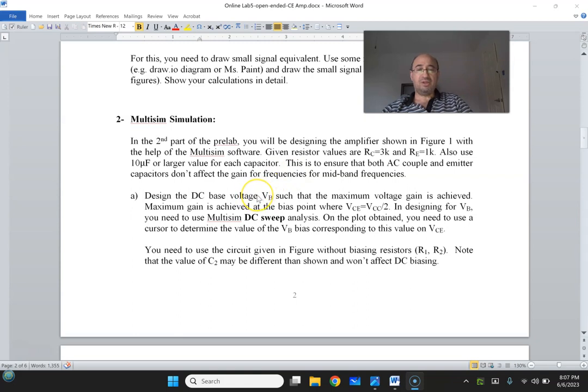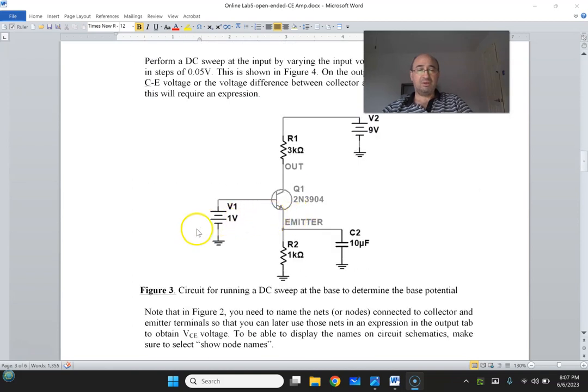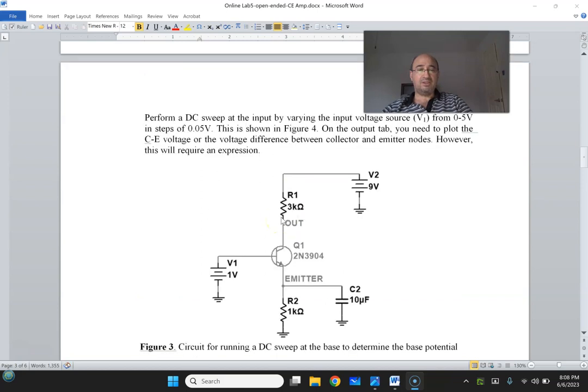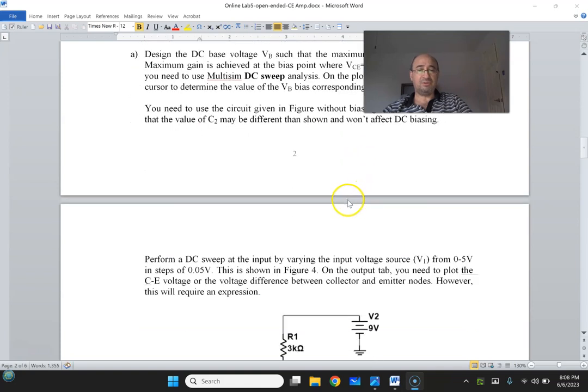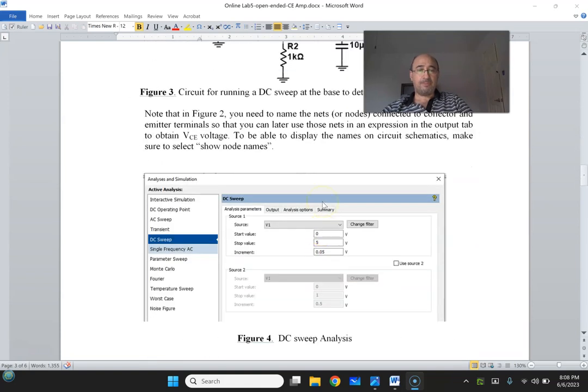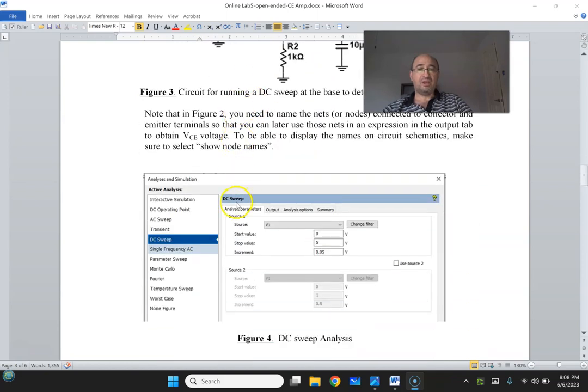So what you need to do in Multisim, you need to run a DC sweep analysis using this circuit, where you tie a DC source at the base and you vary between 0 and 5 in small steps, and then you are plotting the collector emitter voltage, and the criteria is that the VC should be equal to VCC over 2. So in order to do the plotting, you need to adjust the DC sweep parameters as shown.